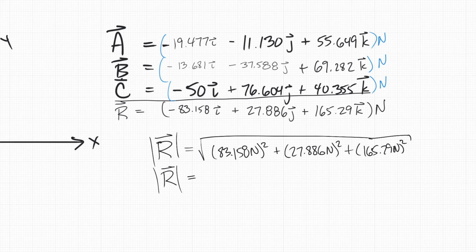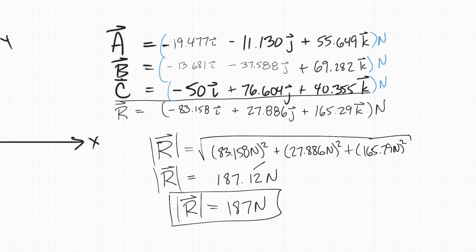Okay, so we get what looks like 187.12 newtons, or, for reporting purposes, 187 newtons. Notice 5 significant digits here, and there's 5 in all of these numbers. I kept 5. I worked with the version that had 5, not 3.